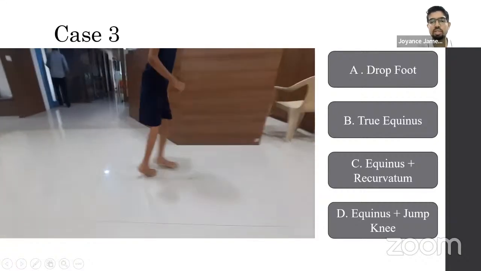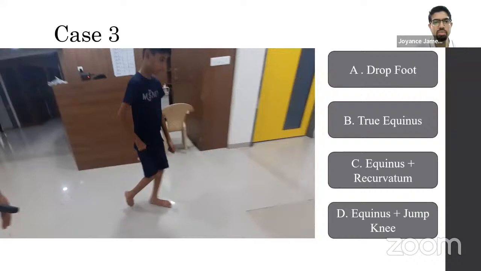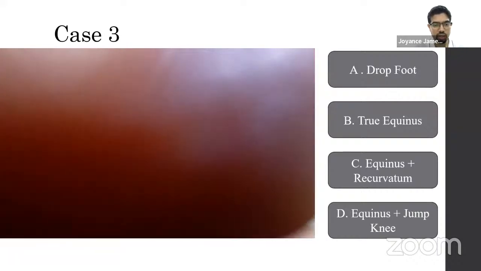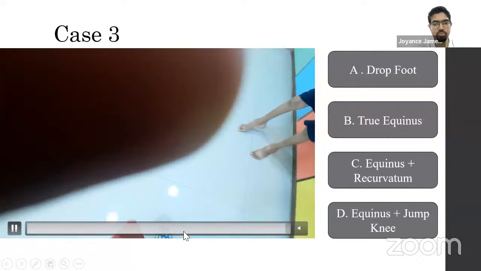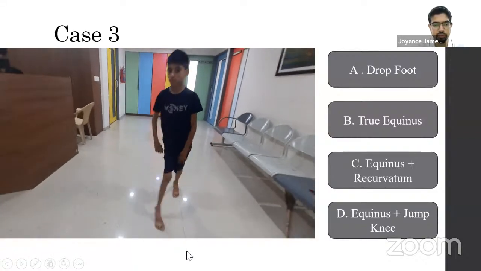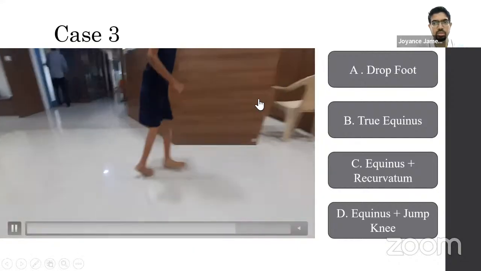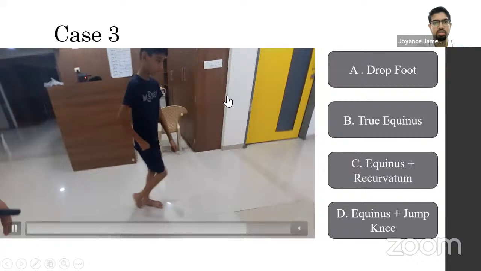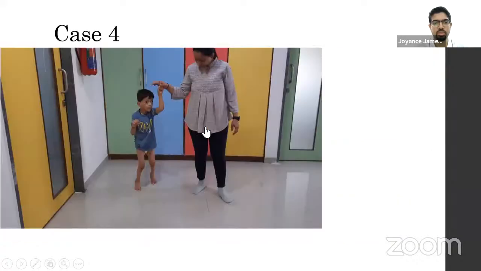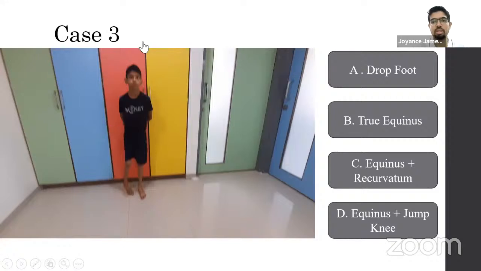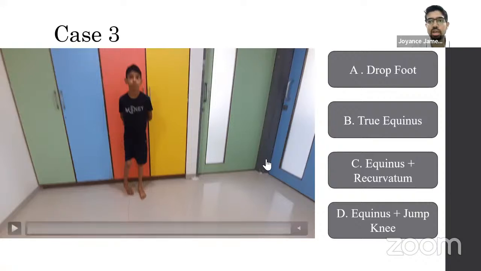So we can put our answers in the chat box, the gait pattern and the GMFCS for this child. Okay, the answers we have are D and GMFCS 2, that is equinus plus jump knee pattern. Gaurav sir, would you like to add anything?